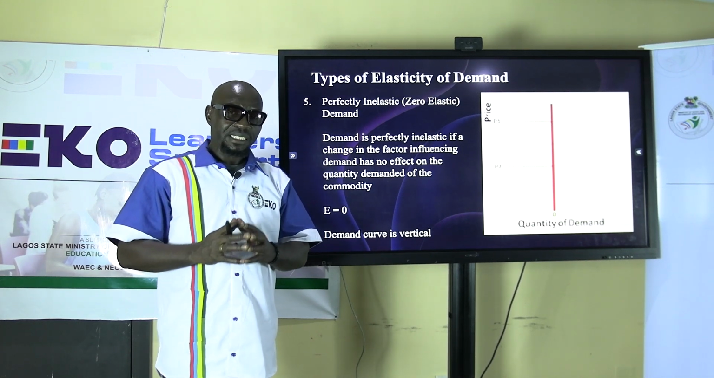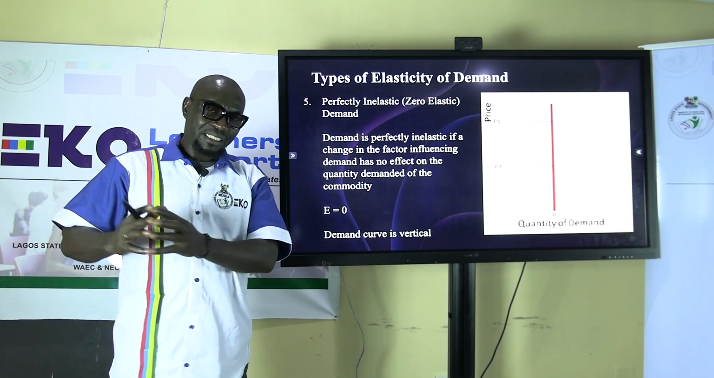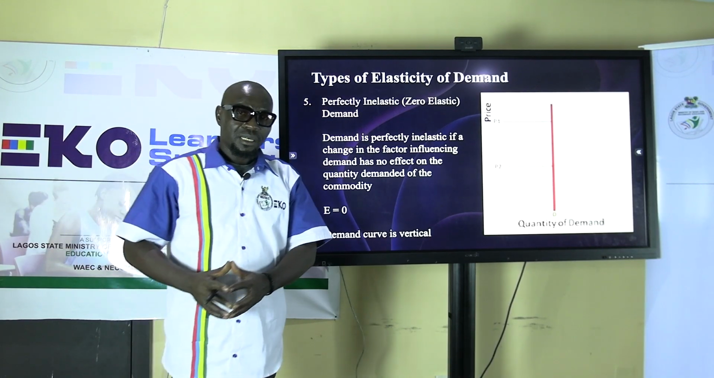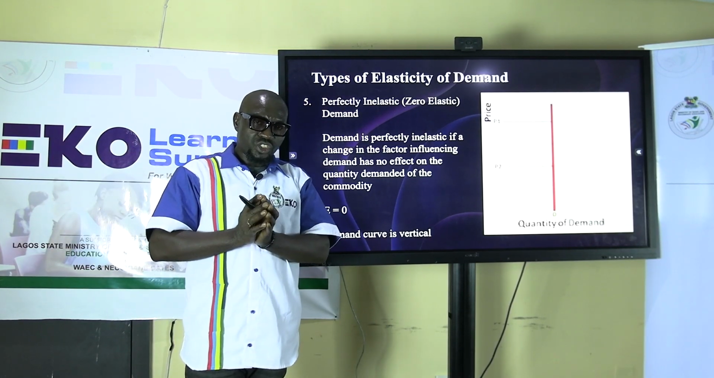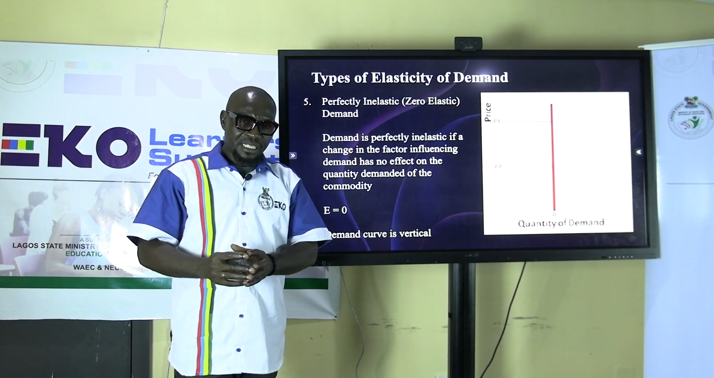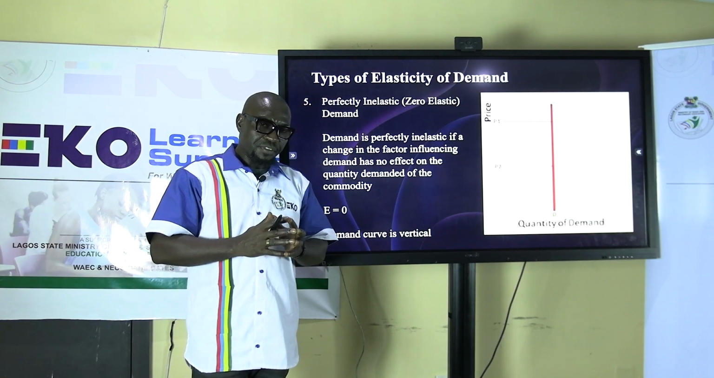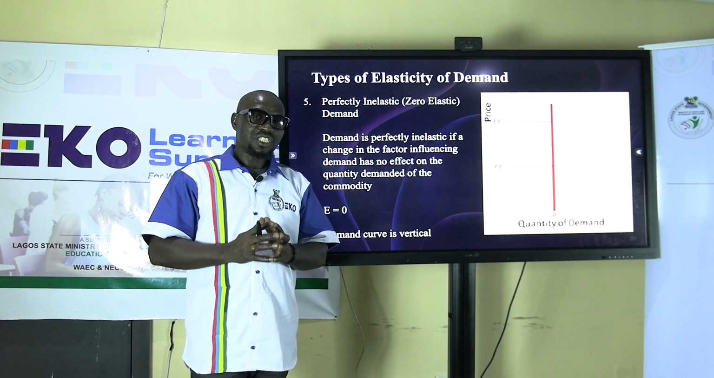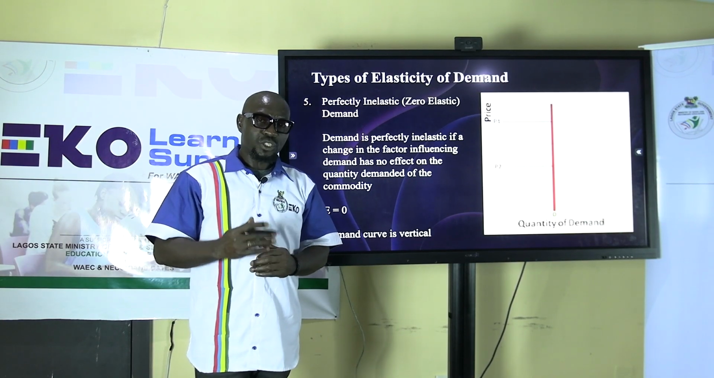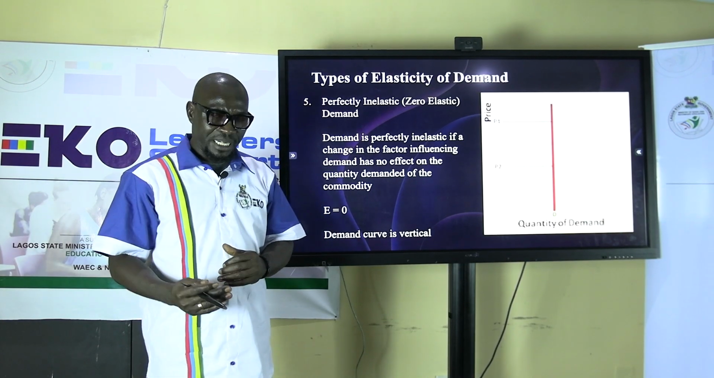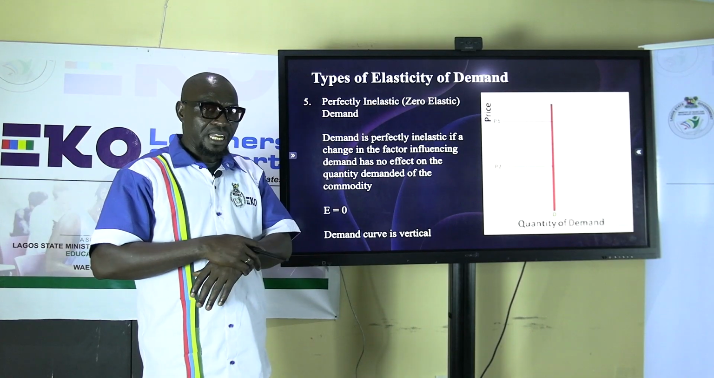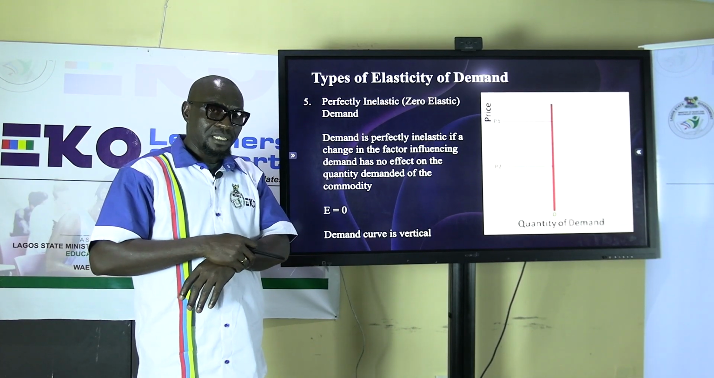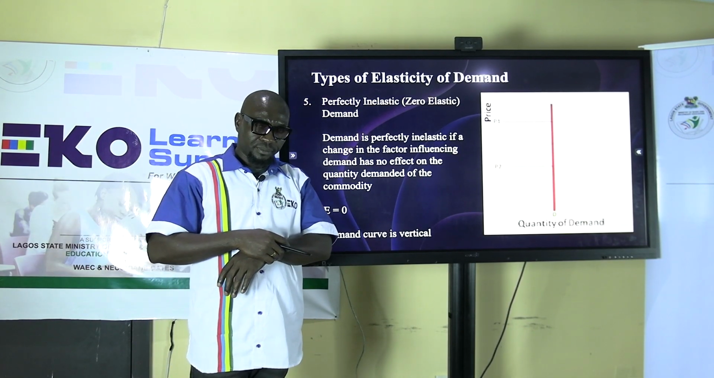For unity elastic demand, you get the same percentage change in quantity demanded given a percentage change in price. So if you have a 20% change in price, then you are going to get a 20% change in quantity demanded, and the coefficient of elasticity is equal to 1.